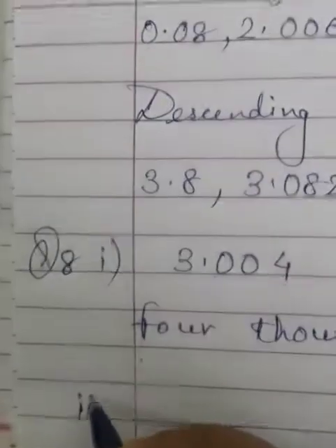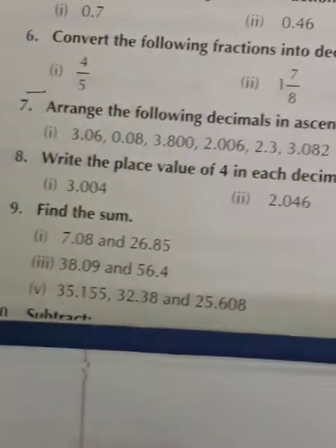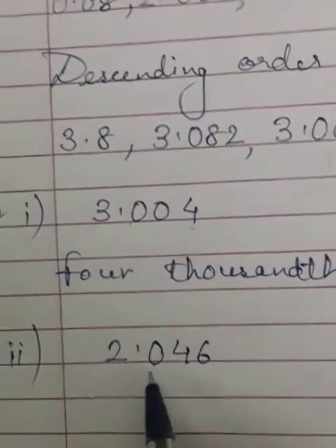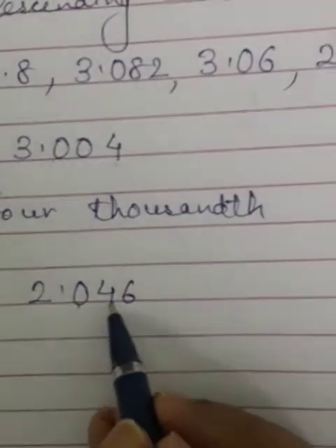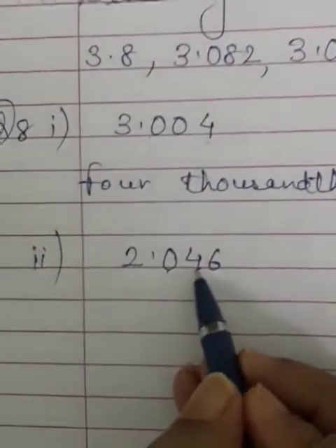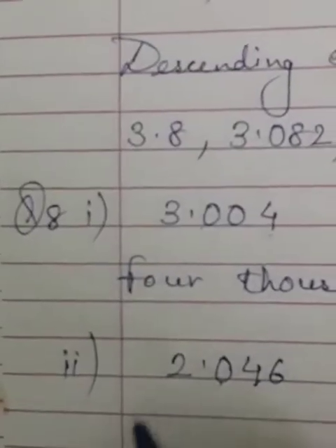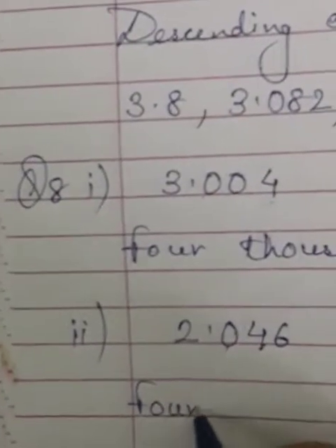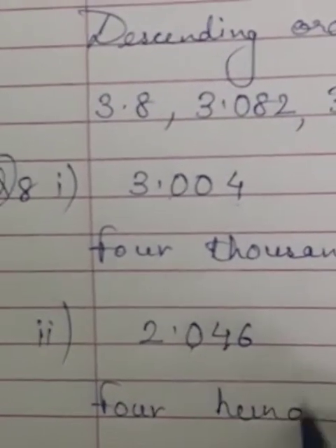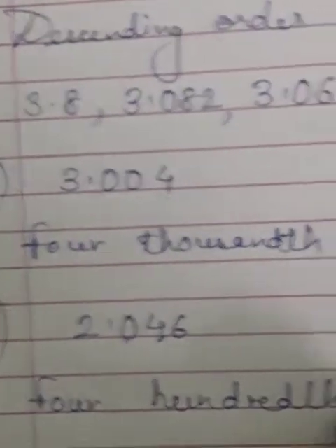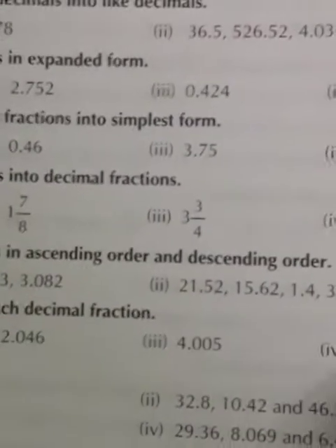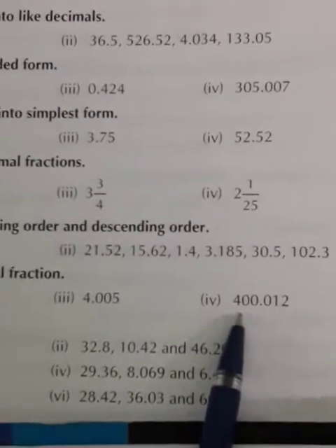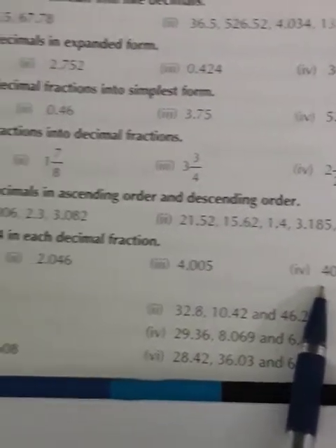Second one, 2.046. This is 1 by 10, that is 10th. This is 100th. So the place value of 4 is 100th. So it is 400th. The next two parts are your homework. Okay, this one and this one. This is going to be your homework. Write the place value of 4.